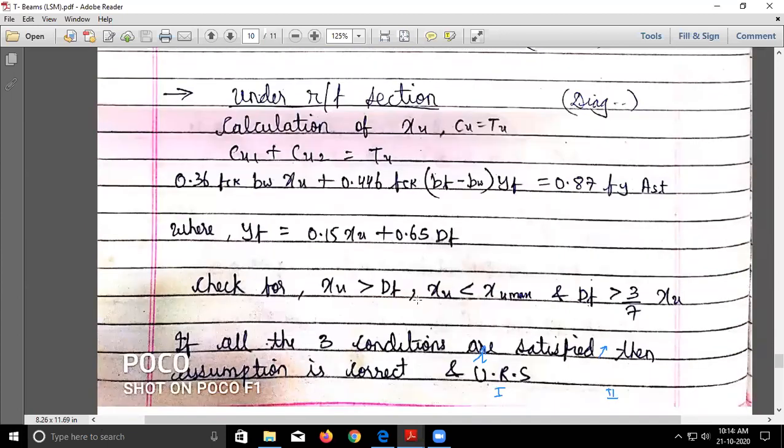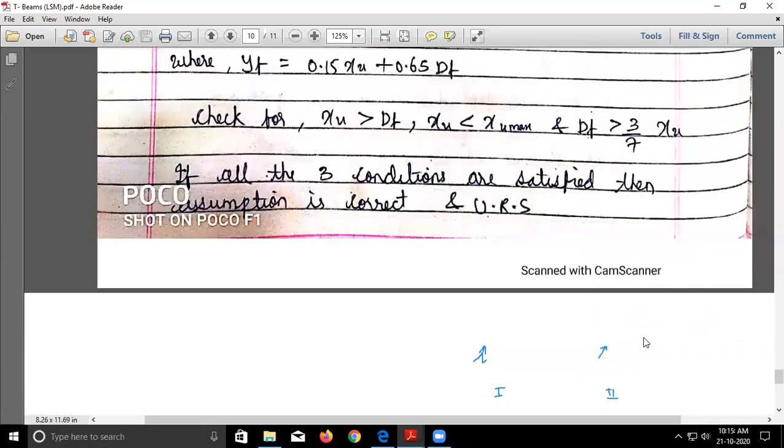ठीक है, so now in this case what you will check? सबसे पहले XU ग्रेटर देन DF है कि नहीं, that we will check. And then DF is greater than 3/7 XU, and the last is XU should be less than XU max. If all the three conditions are satisfied, then the assumption is correct and it is an under reinforced section. Then you can proceed and find out the moment of resistance. Is this clear, everyone?